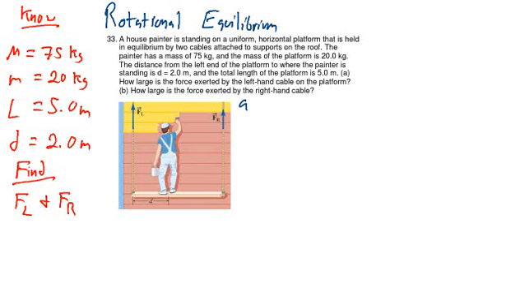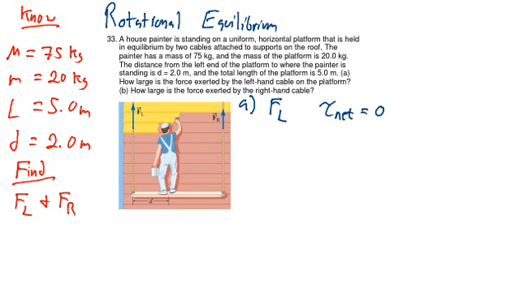So in the first part of the problem, we want to find the force on the left-hand rope, and we're going to do that by using net torque equals 0. And then in part B of the problem, we'll find the force on the right-hand side in a similar manner.